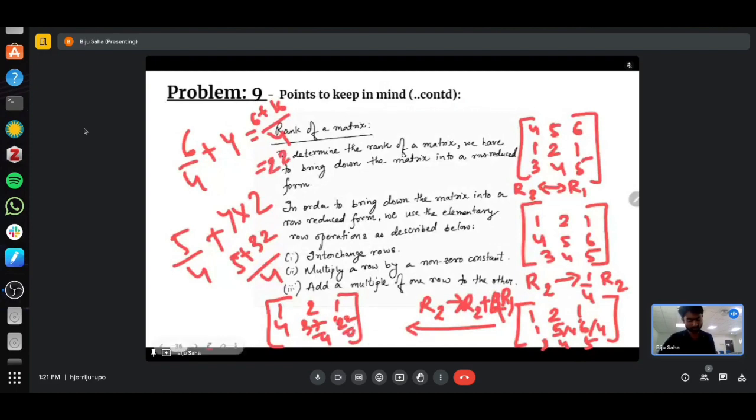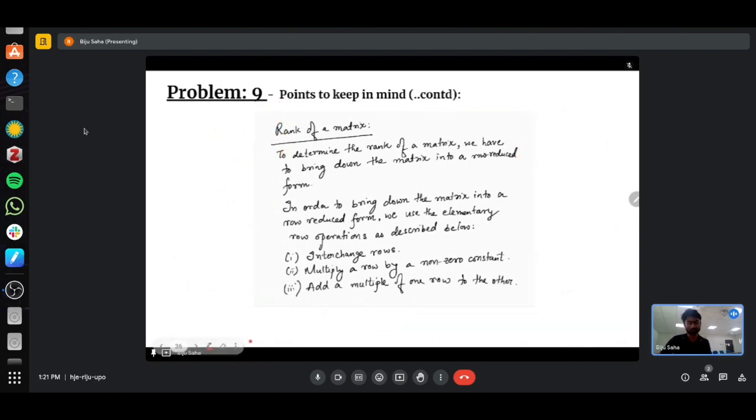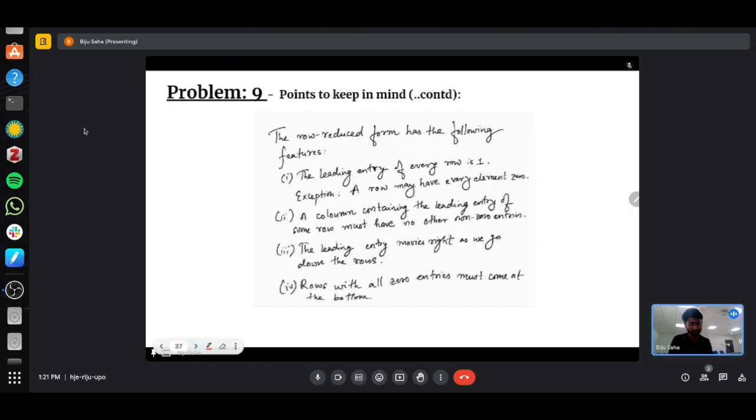22 by 4. So this is what you can do. These three operations are allowed, and using these operations you can reduce a matrix to a row reduced form. Now the next thing is to discuss how a row reduced form looks. We can't just perform any kind of allowed operation and reach anywhere. It has to be a row reduced form. The row reduced form of a matrix has some rules. These are the following features of the row reduced form.